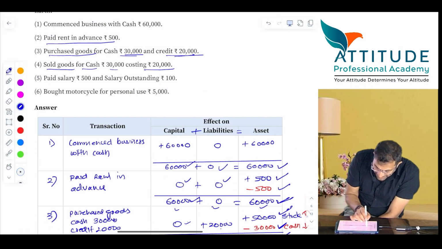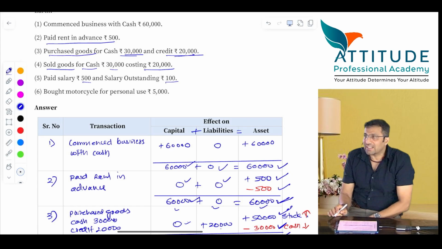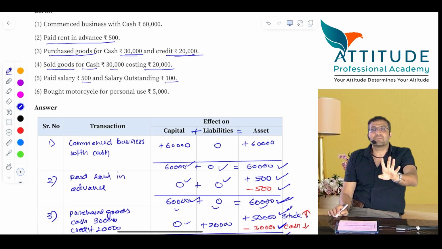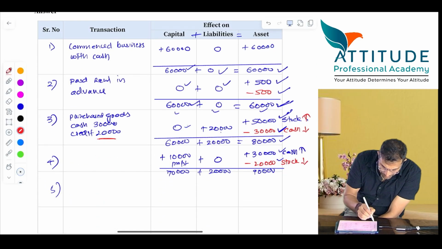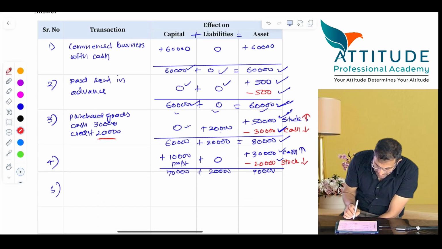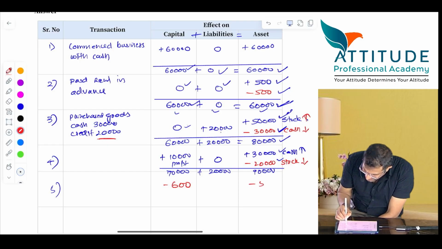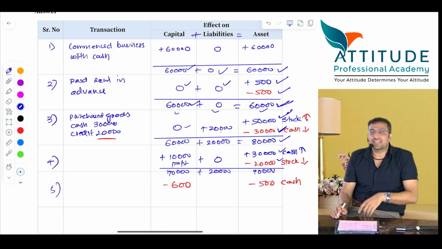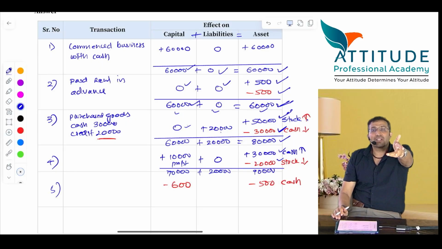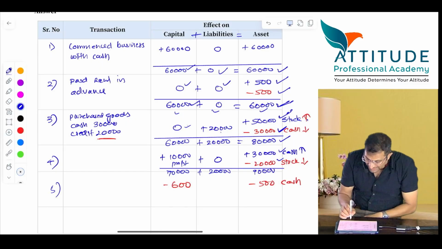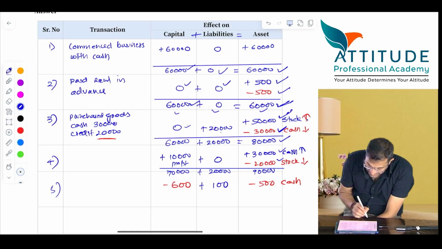Paid salary 500. Salary outstanding 100. Total expense is 600. If expense increases, then capital reduces. Clear? So this will be minus 600. But cash, how much have you paid? Minus 500 cash. And liability increases. Outstanding salary means salary yet to be paid, so liability increases. So plus 100. Now total it. It will tally.